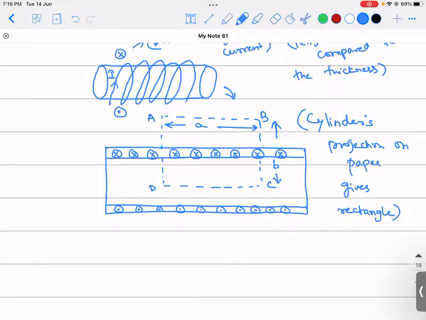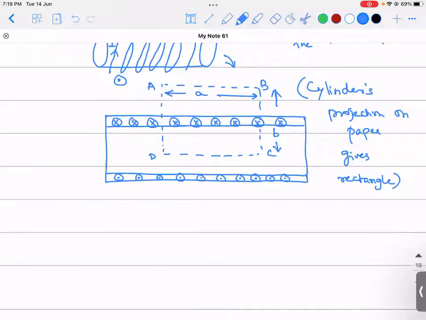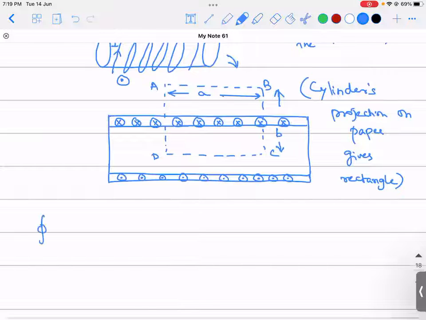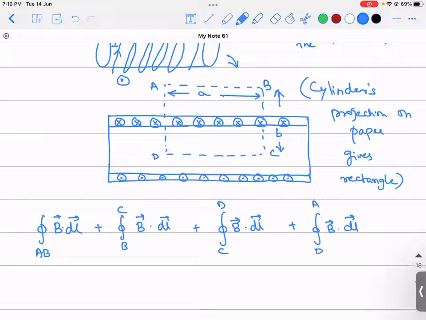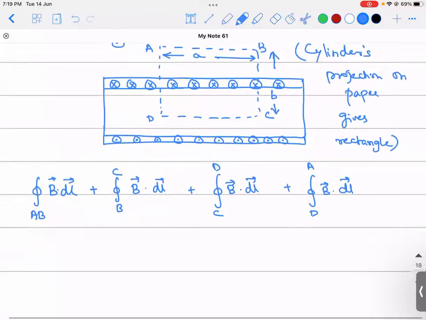Right? Now, if I look at the formula, then the line integral of B vector dot dl vector from A to B plus the line integral of B vector dot dl vector from B to C plus the line integral of B vector dot dl vector from C to D plus the line integral of B vector dot dl vector from D to A. The sum of all these values should be equal to mu naught times the total current that is flowing through the circuit, or total current enclosed by the Amperian loop. Can I say that? Right?